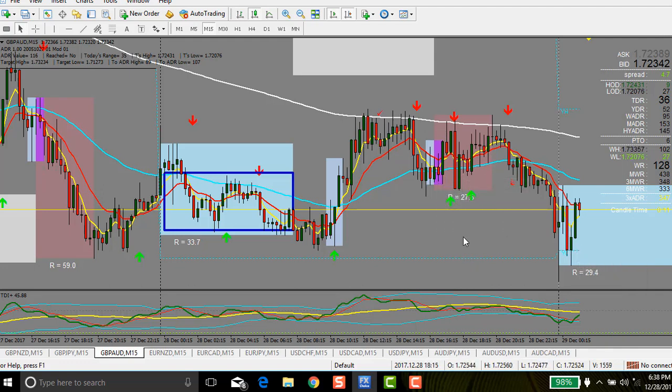Now, during this period of slower movement in the market because of the holiday, you're not going to get the 35 to 50 pips. You're going to get more like 10 to 25 pips. So you have to keep that in mind here. So anyway, what happened was it moved up here.